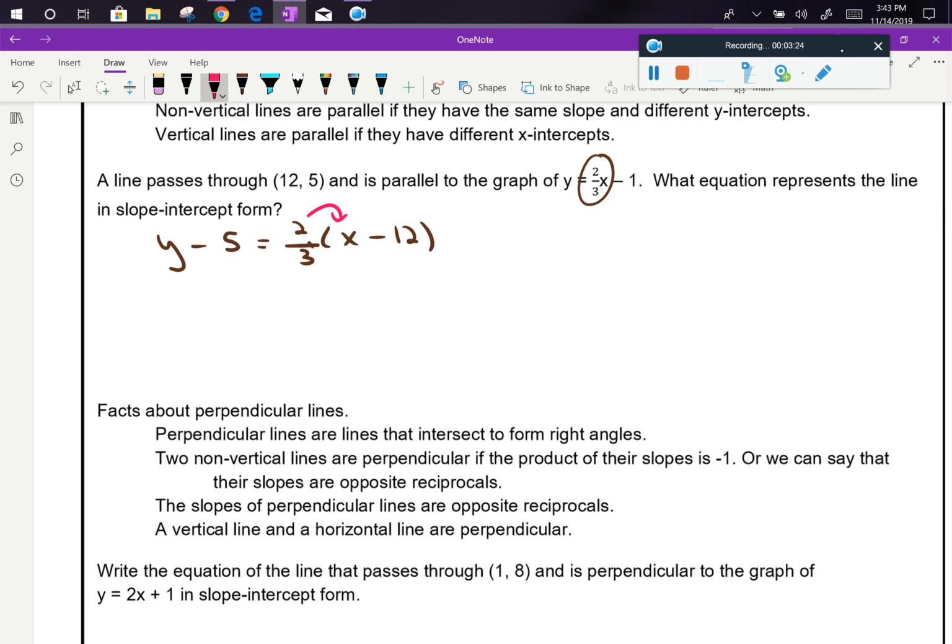So distributing this fraction really wouldn't be that bad. So personally, that's what I would do. y minus 5 equals 2/3 x.